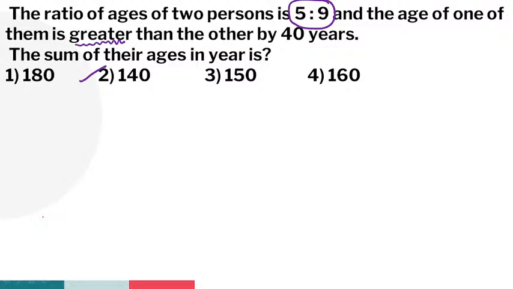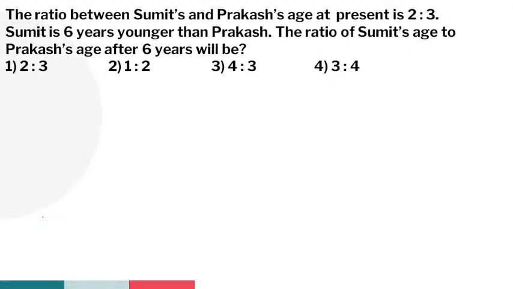Any doubts regarding this problem guys? Right, move on to next one. The ratio between Sumit and Prakash age at present is 2:3. Sumit is 6 years younger than Prakash. The ratio of Sumit's age to Prakash's age after 6 years will be. Good question. What is the answer? I think no need pen and paper.